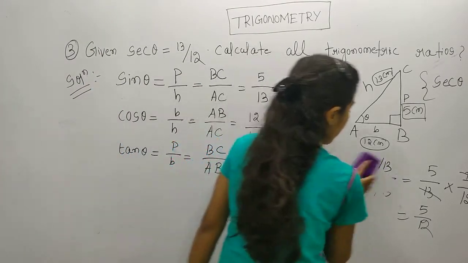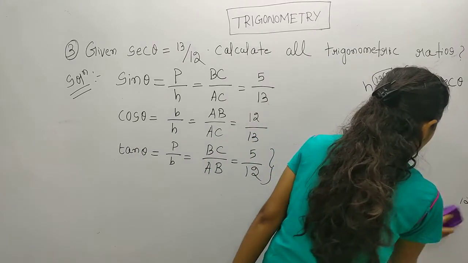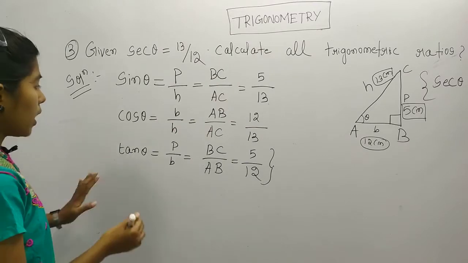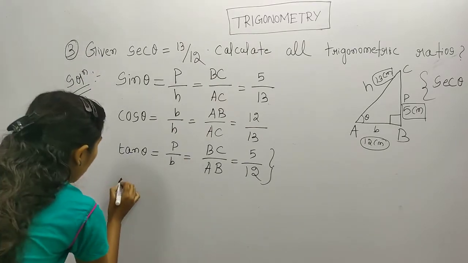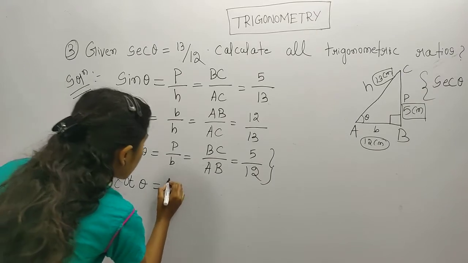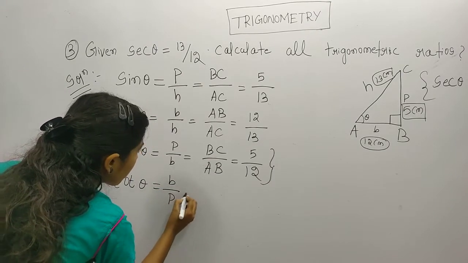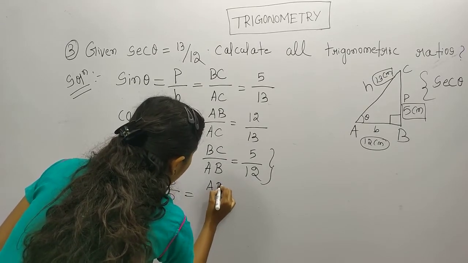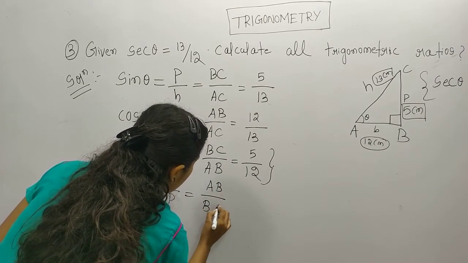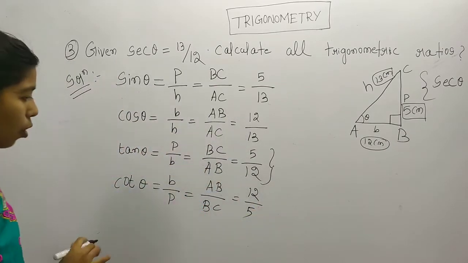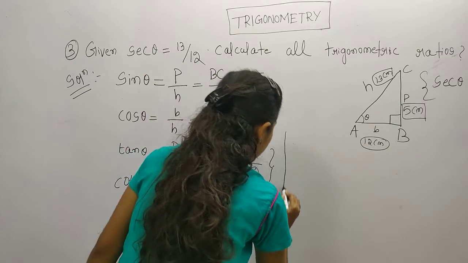So no problem. In one method we can find. Next, let's see tan theta. Now cot theta. Cot theta is the reciprocal of tan theta, means B by P. So it will become base is our AB by perpendicular is BC. So 12 by 5 cot theta.